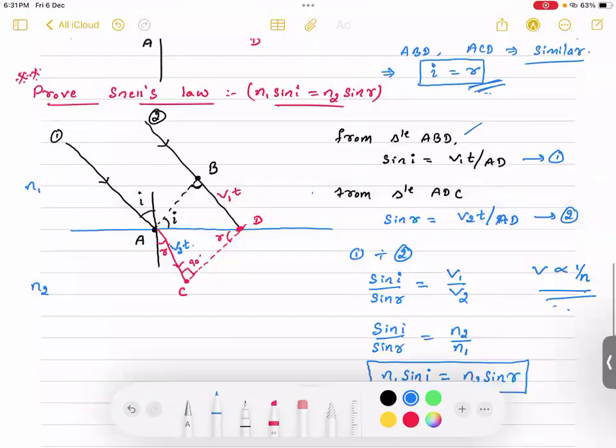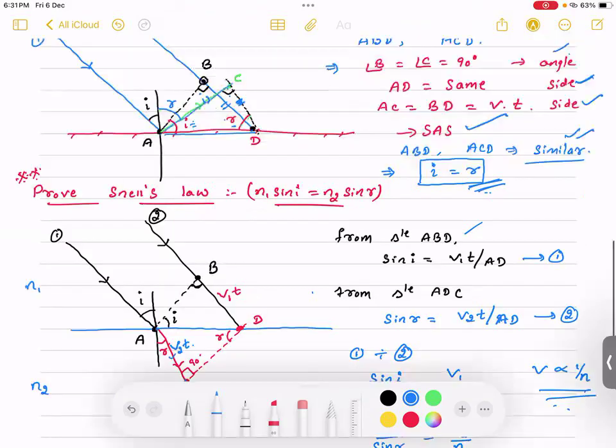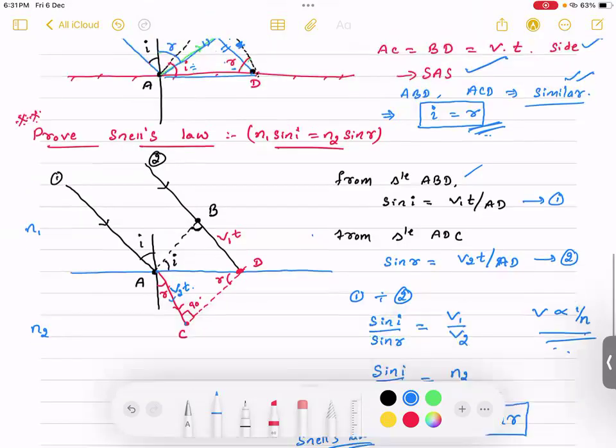Similarly, you can go with the Snell's law concept. How to prove the Snell's law? That is N1 sin I is equal to N2 sin R. Same concept, instead of reflection, the ray will undergo refraction, that is from A to C. In the previous diagram, we have taken AC in the reflection, right? Yes, sir. Now, here the refraction has to take place from A to C.